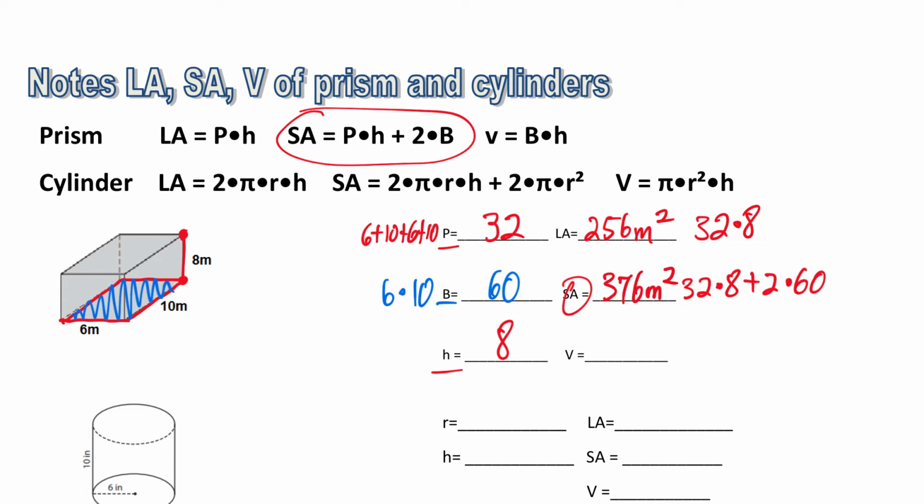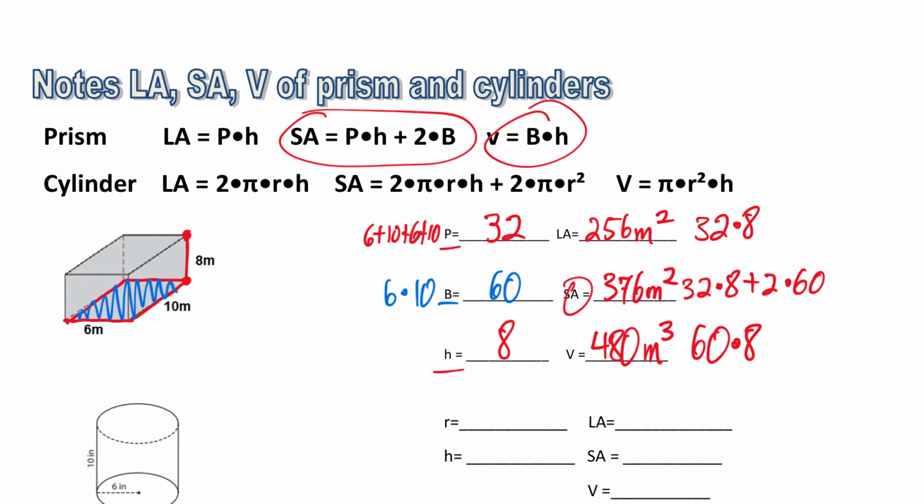376 square meters. And then, like what we did yesterday, the volume of a prism is just B times H, area of the base times the height. So on this one, it's just 60 times 8, which is 480 meters cubed, or cubic meters, yes.